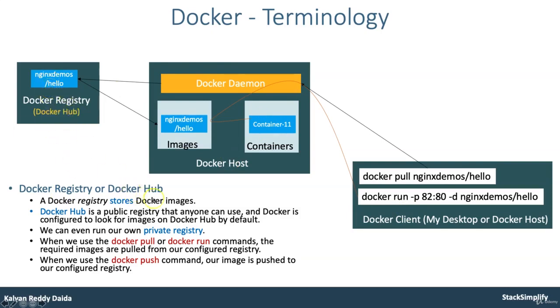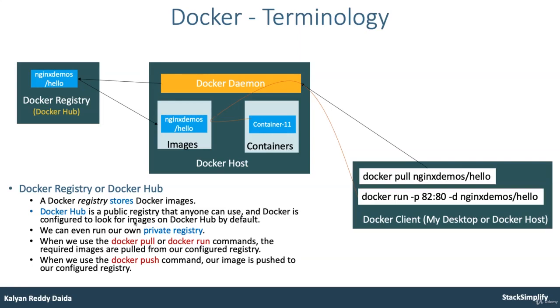Okay, so a Docker registry stores the Docker images. Docker Hub is a public registry that anyone can use, and Docker is configured to look for images on Docker Hub by default. We can even run our own private registry in cloud systems like Elastic Container Registry, or Docker provides the software to run it as a private registry in our local data centers.